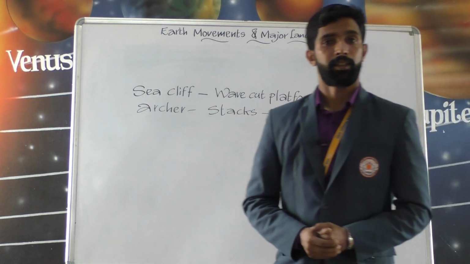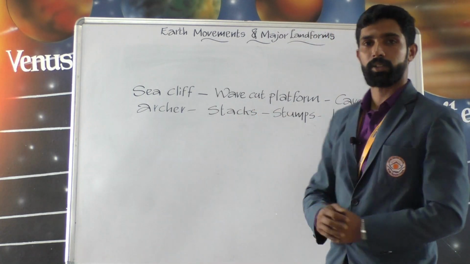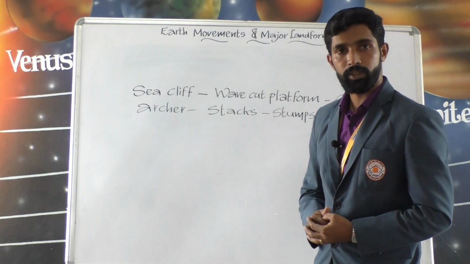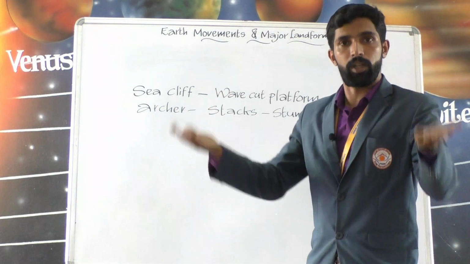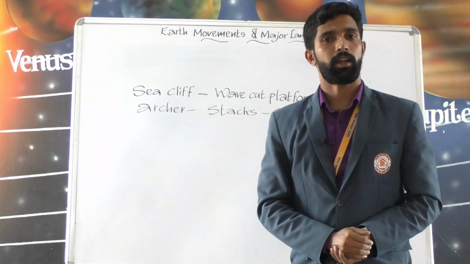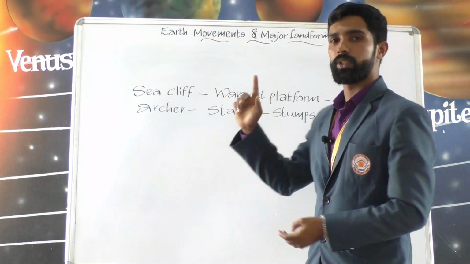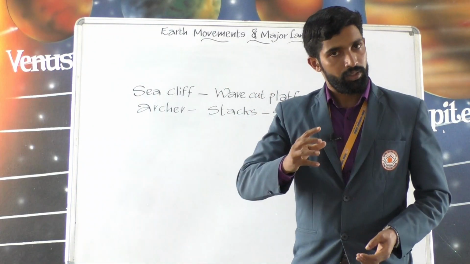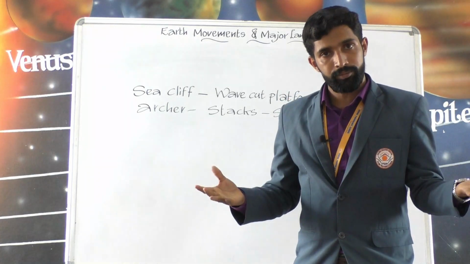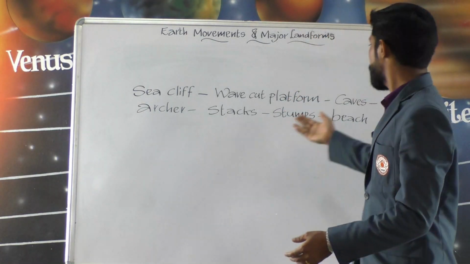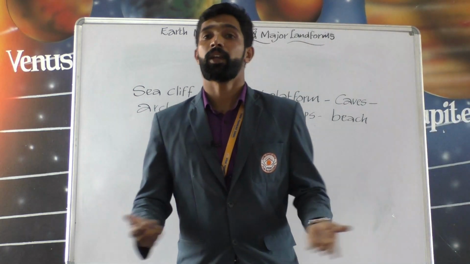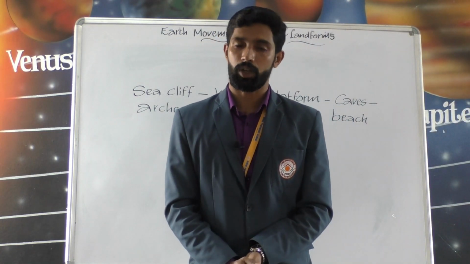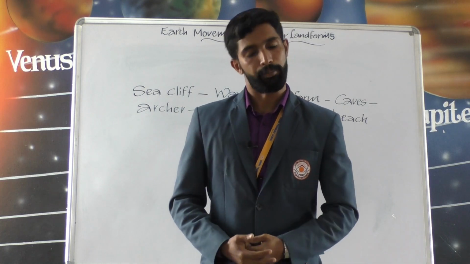Arch. And the next is stalks. What do you mean by stalks? So after the roof collapses, leaving only the wall, that wall is known as stalks. And the next is stumps. Stalks further get eroded to form stumps. And the last one, that is beach. The eroded materials along the coast are known as beach.